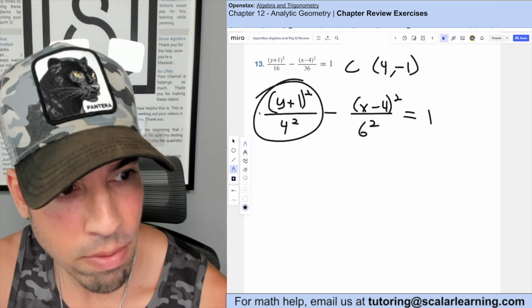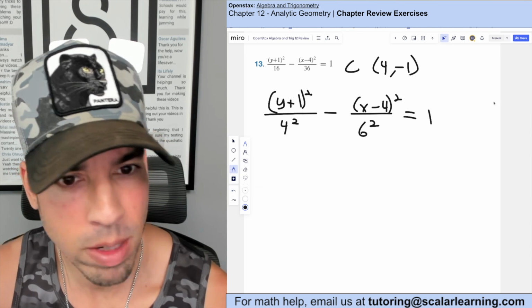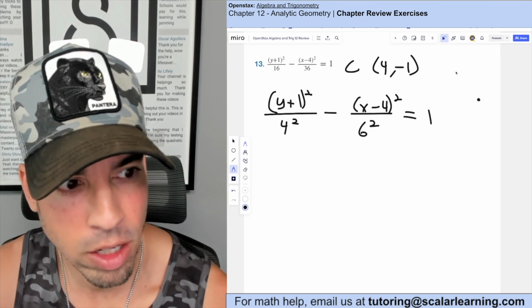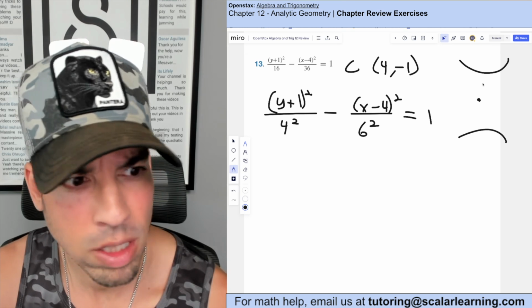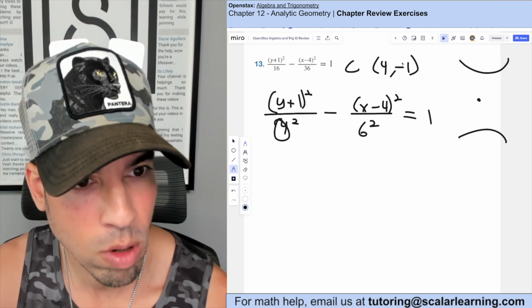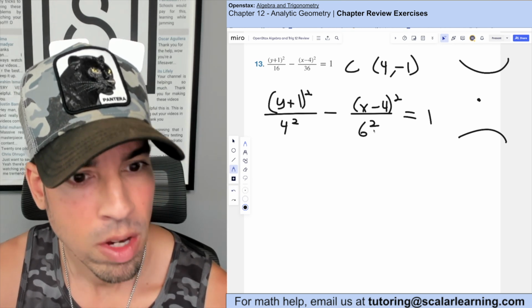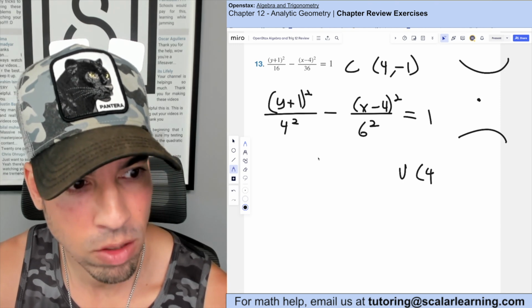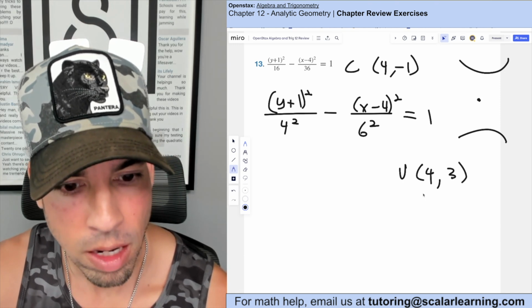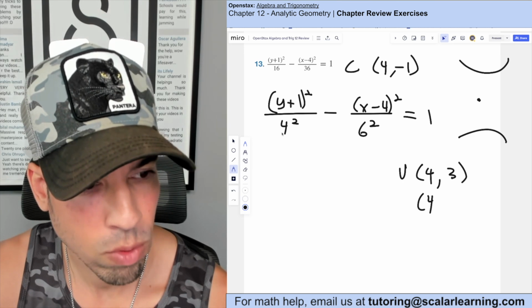And since we have the y value in front, we know that if we imagine this as 4, -1 right here, it's going to be going up and down. So that means the vertices are going to be this value above the center and below it. So we're going to have vertices at 4, comma, -1 plus 4, which is 3, and 4, comma, -1 minus 4, which is -5.